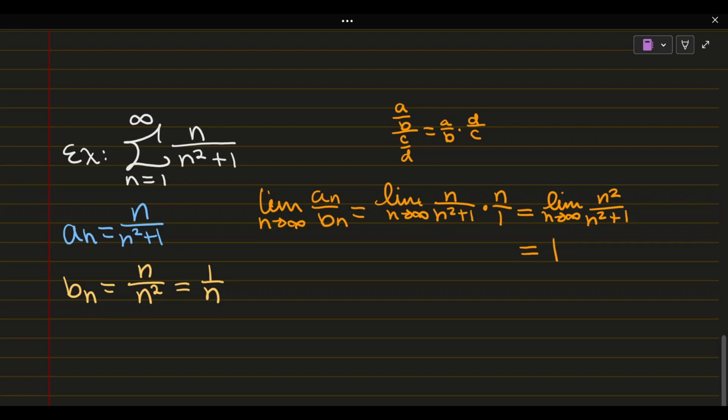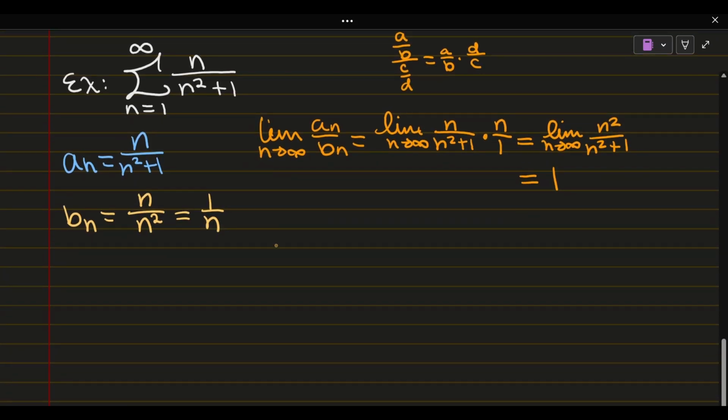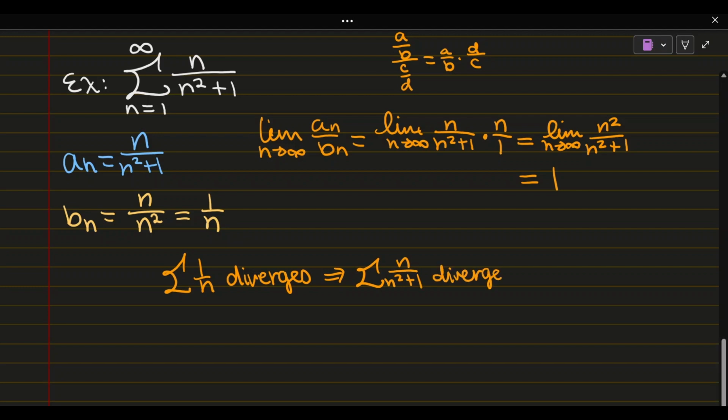So it's non-zero and finite, so they have the same behavior. We know that the sum of 1 over n diverges because it's the harmonic series. Therefore, the sum of n over n squared plus 1 diverges. We just showed that by the limit comparison test.